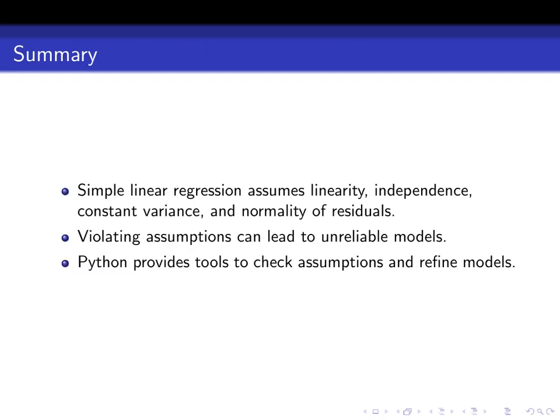In summary, simple linear regression relies on assumptions of linearity, independence, constant variance, and normality of residuals. Violating these can lead to unreliable models. Python provides tools to check these assumptions, helping refine your models for better accuracy.